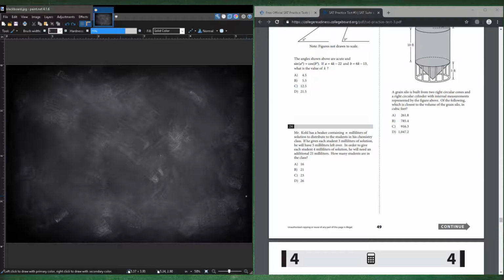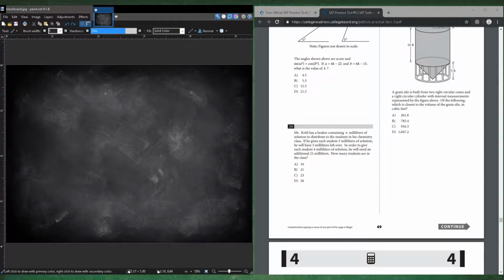Question 24. Mr. Cole has a beaker containing n milliliters of solution to distribute to his students in his chemistry class. If he gives each student 3 milliliters of solution, he will have 5 milliliters left over. In order to give each student 4 milliliters of solution, he will need an additional 21. How many students are there in the class?